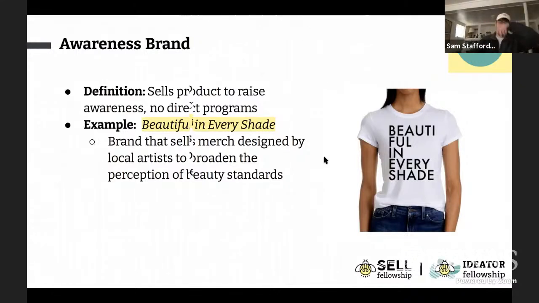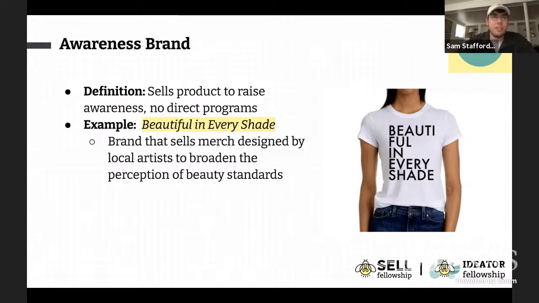So, awareness brand. The definition: it sells products to raise awareness, with no direct programs. Beautiful in Every Shade is an example. It's a brand that sells merch designed by local artists to broaden the perception of beauty standards. Essentially, an awareness brand brings awareness to an issue that they find really important. Beautiful in Every Shade shows that no matter your skin color or who you are, you're beautiful, and they make merchandise to advocate for that ideal. That's an awareness brand.